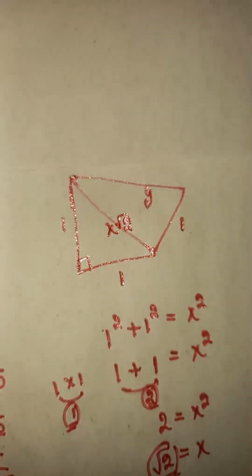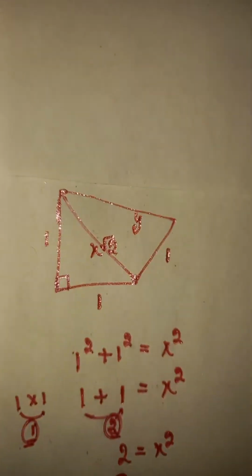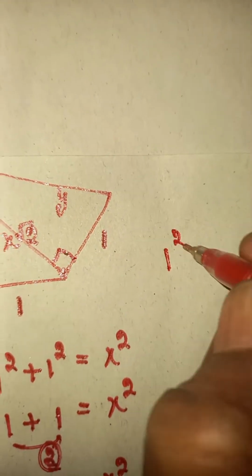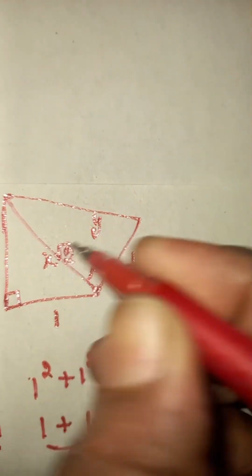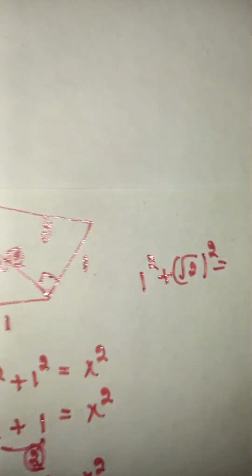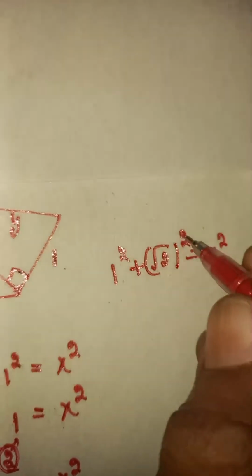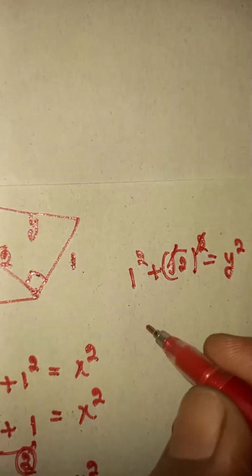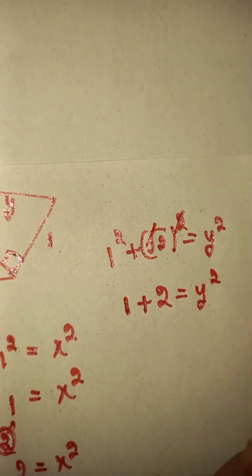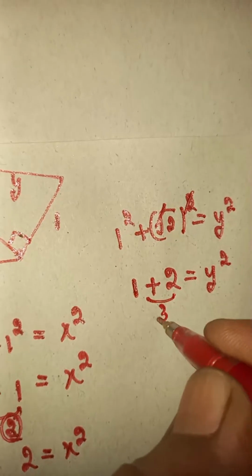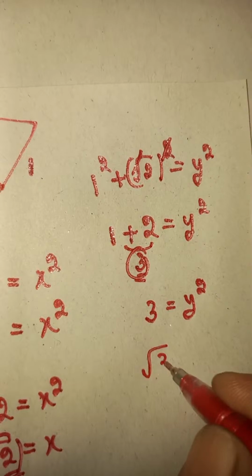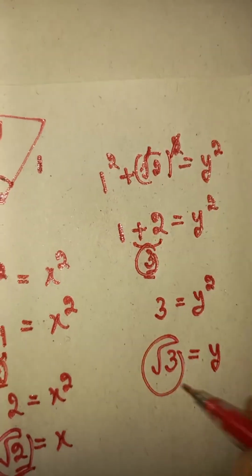Now let's find out what is y. Here also in the same way, this is also a right triangle. You're going to get here 1 square plus this side length square, that is root 2 square, equal to, this is hypotenuse, that square which is y square. Now root 2 square means square and root 2 cancel out. 1 square remains as 1. 1 plus 2 equal to y square. 1 plus 2 becomes 3. So 3 equal to y square. Square comes to this side, it becomes root. So root 3 equal to y.